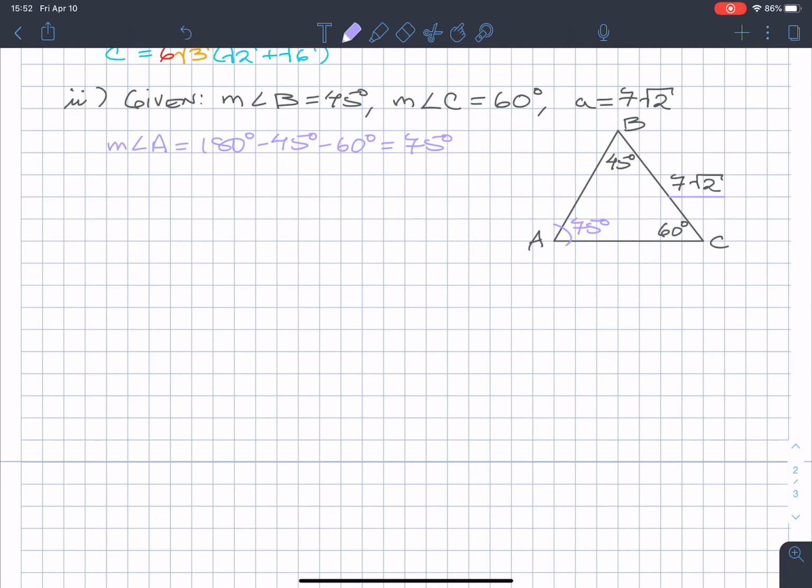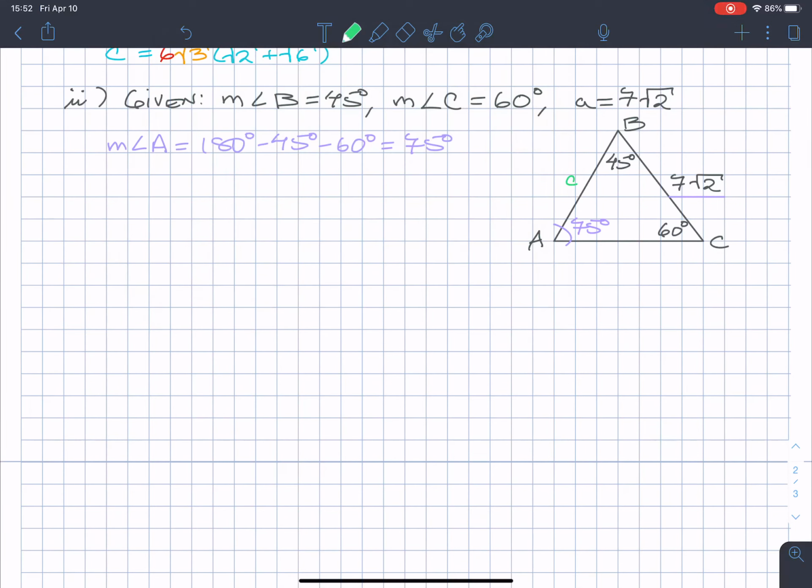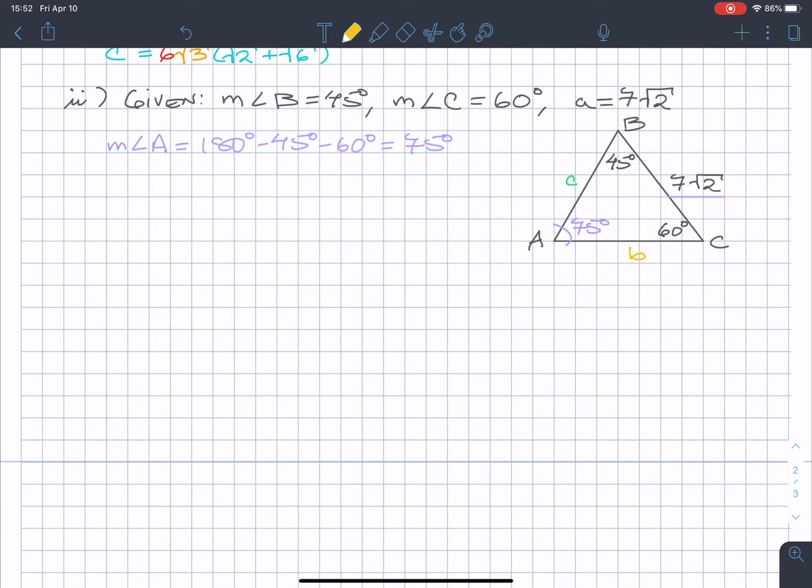Okay, so now I need to solve for, what color should I use? Let's use green for little side C. Let's use yellow for little side B.